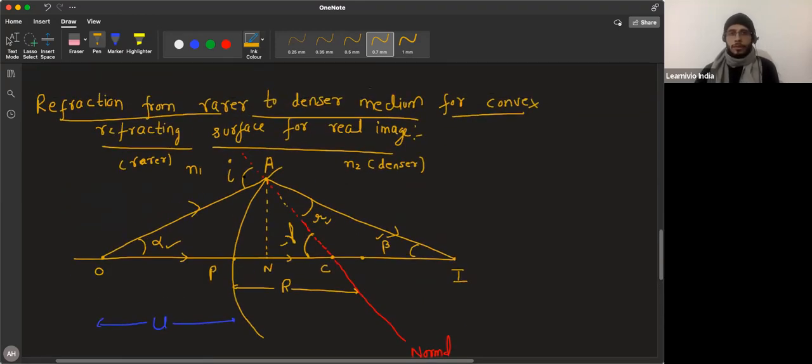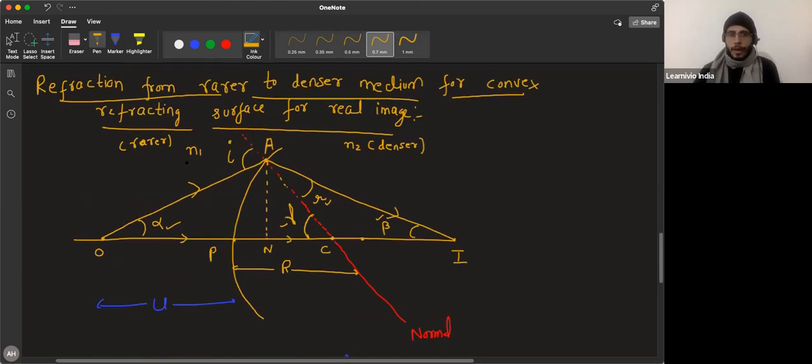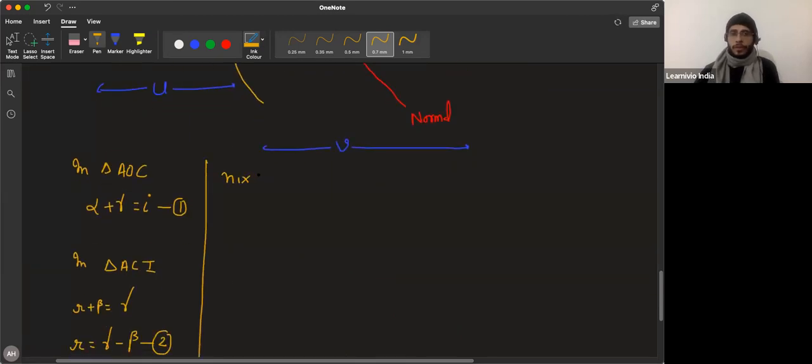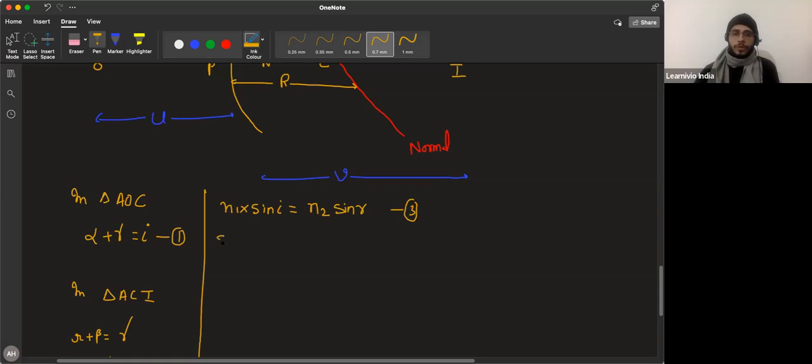Next, we have I and R in terms of alpha, beta, and gamma. So now apply Snell's law here. The refractive index is N1, angle of incidence is I, refractive index is N2, angle of refraction is R. So you can apply Snell's law in this way: N1 sine I is equal to N2 sine R. That's my third equation. Now we'll be using the small angle approximation. It says, if angles are small, then you can write sine I is approximately equal to I, and sine R is approximately equal to R.